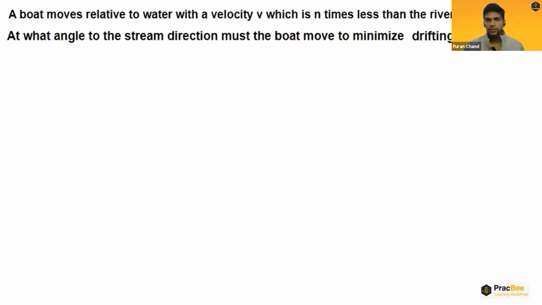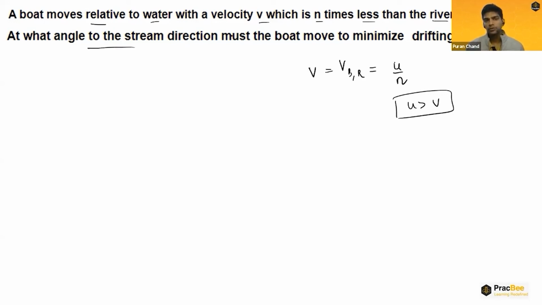So let us see a case question. A boat moves relative to water with a velocity V, which is n times less than the river flow. So the velocity of the boat with respect to water, or you can say velocity of boat with respect to river, is given as V, and this is n times less than the velocity of the river U. So it is U by n. Is it clear? So it means U is greater than V. Clear? So flow is greater than the speed of the boat with respect to the river.